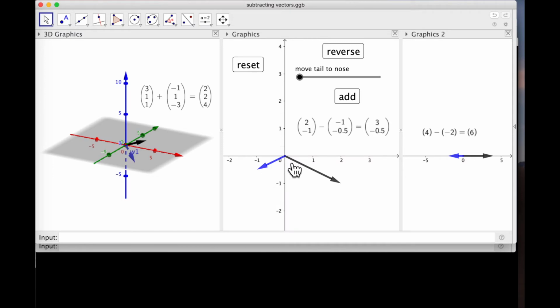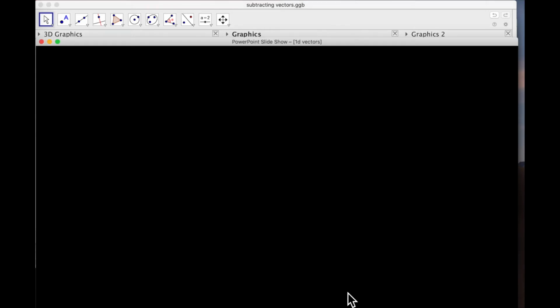So subtract the blue arrow from the black arrow. We first of all reverse it, move it tail to nose, and then add it. And again, it's not necessarily how people think about subtracting numbers, but it's a very good way to think about it. Here is subtracting -2 from 4. So you first of all reverse it, then you move it tail to nose, and then you add. And that's a nice way to think about that, I think.